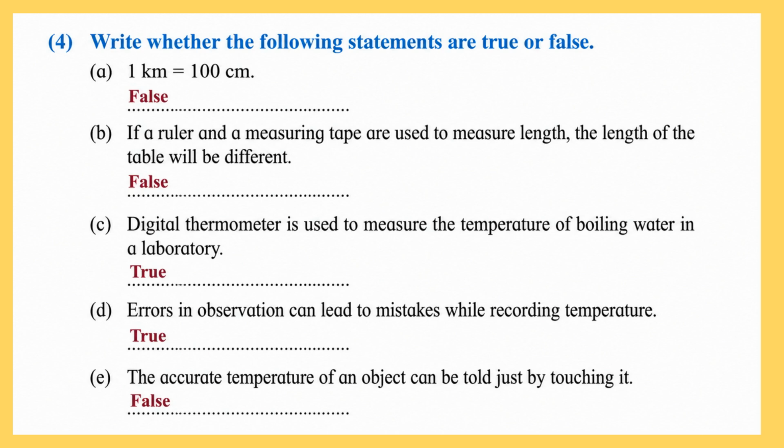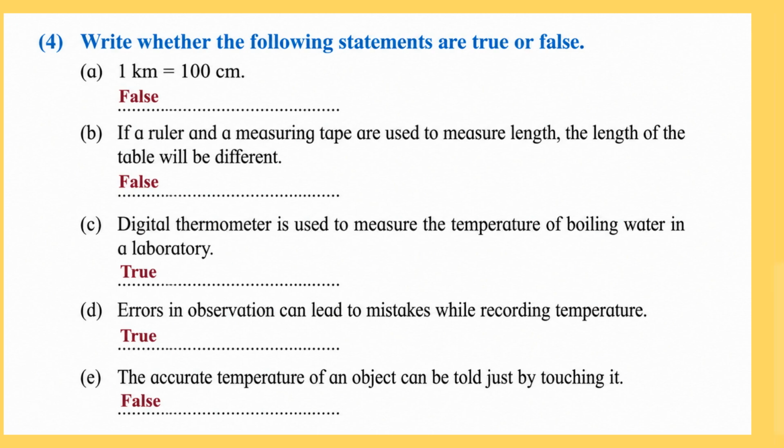1 kilometer is not 100 centimeters, so that is false. Measuring a table with different tools should yield the same result, so that is also false. It is true that digital thermometers are used in laboratories, that observational errors lead to mistakes, and that you cannot accurately judge temperature just by touch.